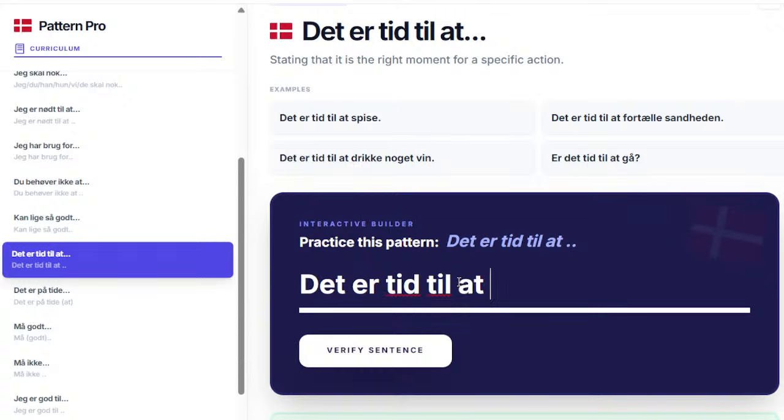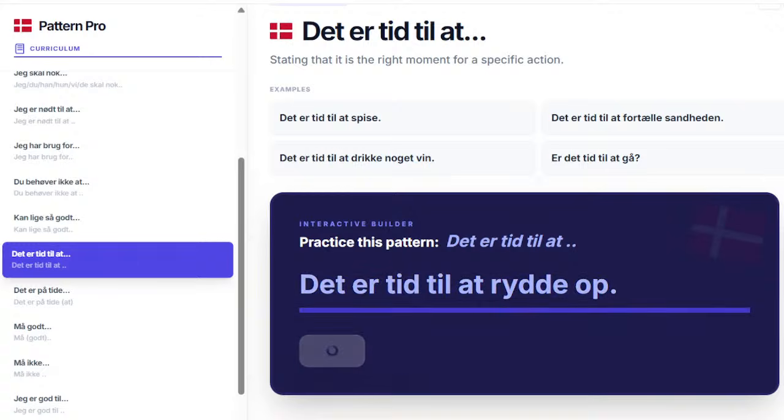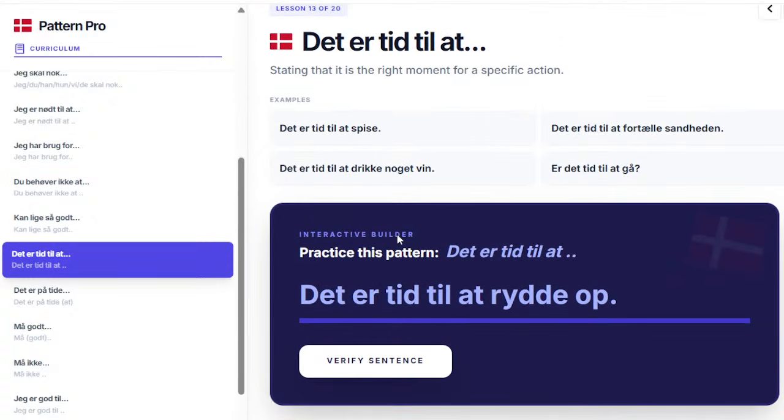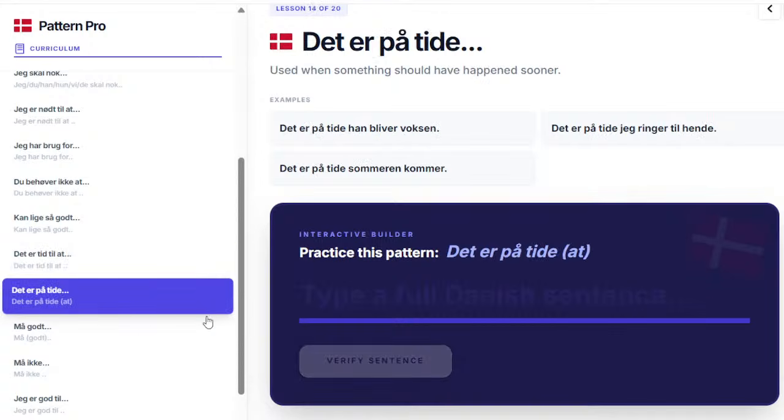Det er tid til at rydde op. Det er tid til at rydde op. It is time to tidy up. Right? Tid til. So again, tid til at, and then put your own action. Save some time.